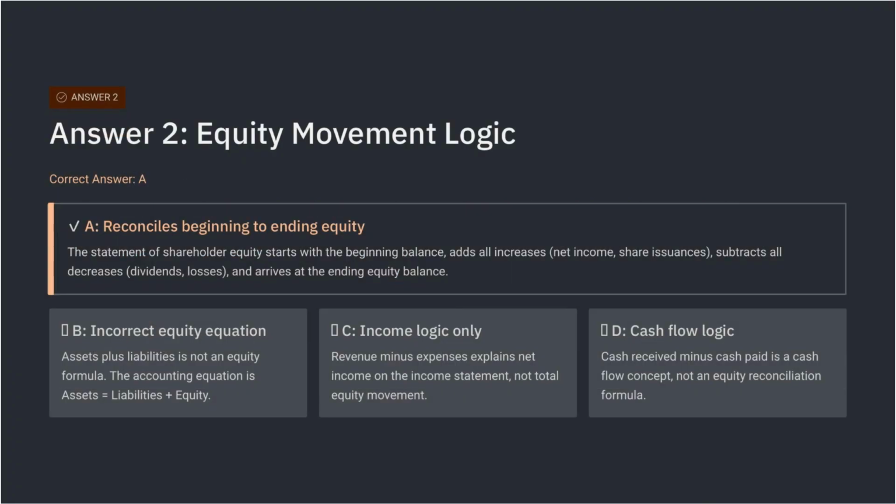The correct answer is A. Ending equity equals beginning equity plus increases minus decreases. This is the basic reconciliation logic. We start with the beginning equity balance, add items that increase equity, subtract items that decrease equity, and arrive at ending equity. Option B is not correct because assets plus liabilities is not the equity movement formula. Option C explains income, not total equity movement. Option D is closer to cash flow thinking, not equity reconciliation.